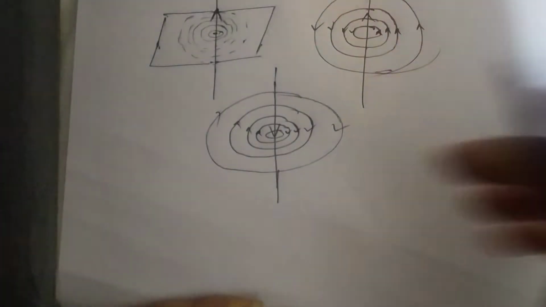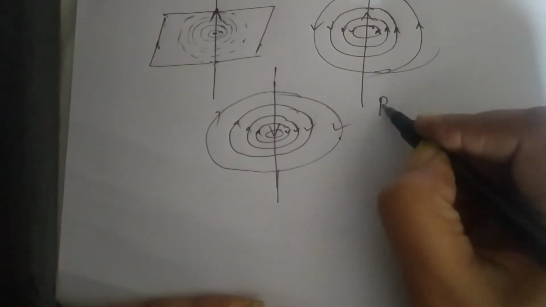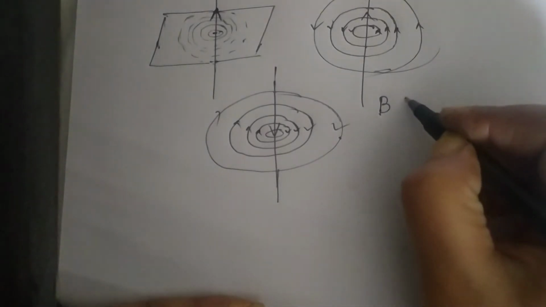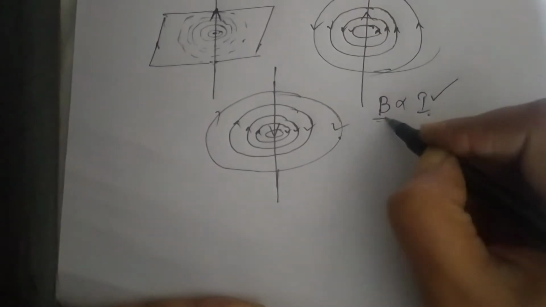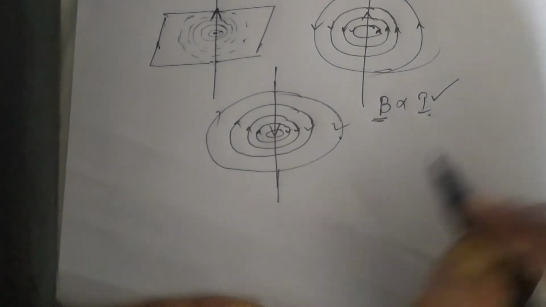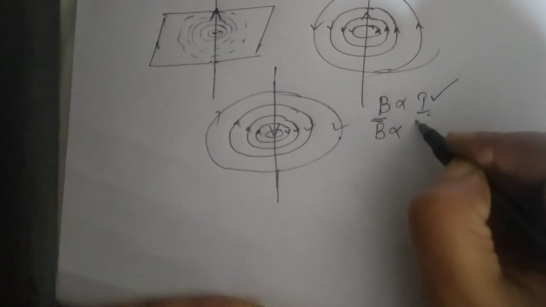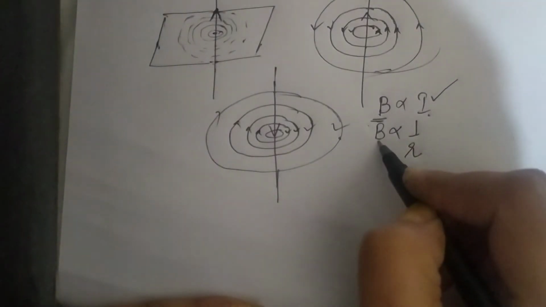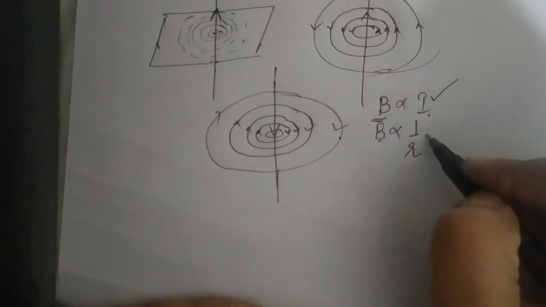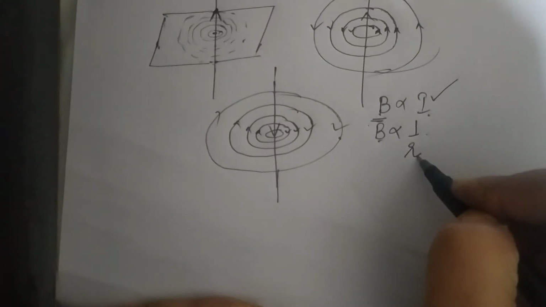Now, on what factors does this magnetic field depend? Magnetic field is always denoted by B. It is directly proportional to current, which means if we increase the current, the magnetic field will also increase. It is inversely proportional to the distance from the wire. As we go away from the wire, the magnetic field will decrease, because it is inversely proportional to distance.